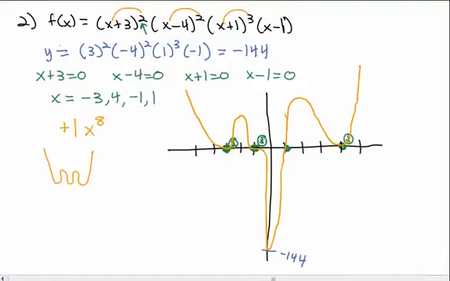So you should be able to take any polynomial in factored form and quickly sketch more or less what the graph looks like, knowing where it comes in, where it goes out, what the x-intercepts are, and what the y-intercept is. Knowing when to go through an intercept, when to bounce, and when to level off.